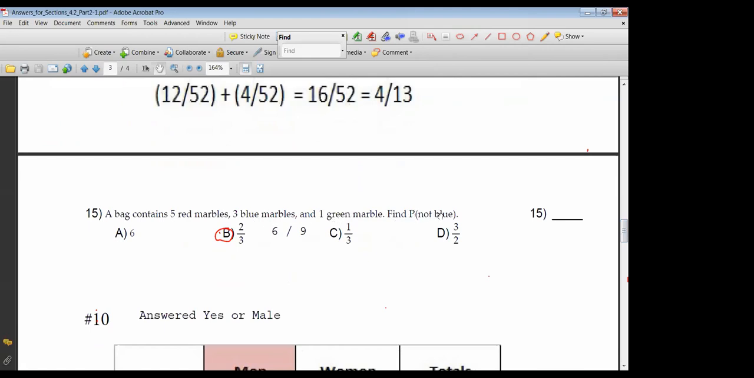A bag contains five red, three blue, and one green marble. Find the probability of not blue. Well, these five reds aren't blue, and that one green is not blue. So there's six not blue ones out of a total of nine: five, three, and one. Favorable over total. Six of them were not blue. Six over nine, in lowest terms, that's an easy one, two-thirds.